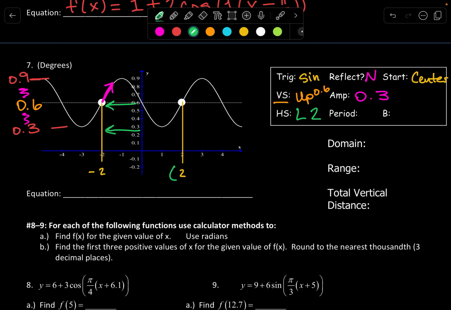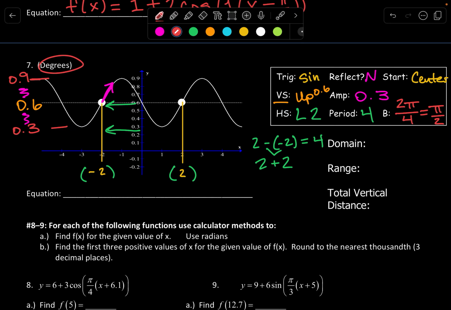The period, again, I like to take the final number and subtract the beginning number. When you take away a negative number, it's the same thing as adding. So my period is going to be 4. And my b value is going to be 2 pi over the period, 4, which reduces to half. Now, I did make a little mistake there. This is supposed to be in degrees. So I could just convert that. Pi over 2 is 90. Or I could do 360 over 4, which is 90. All the same thing.